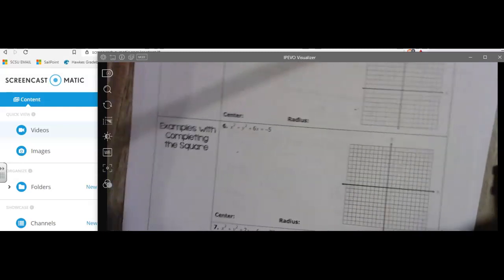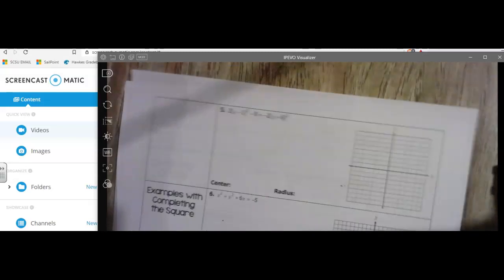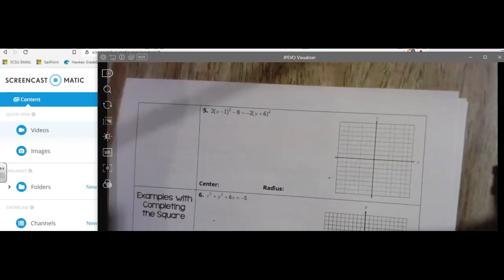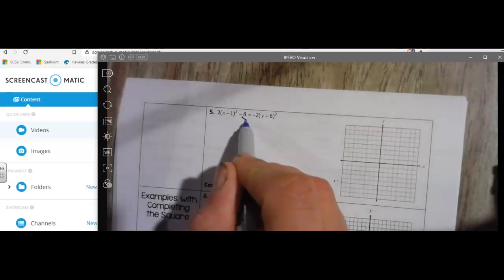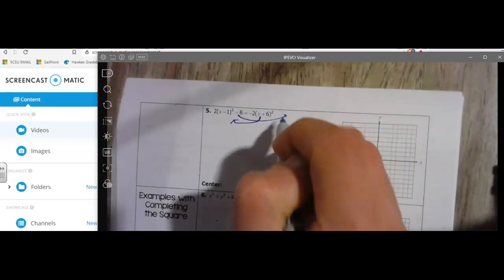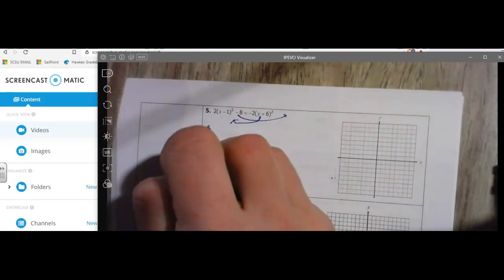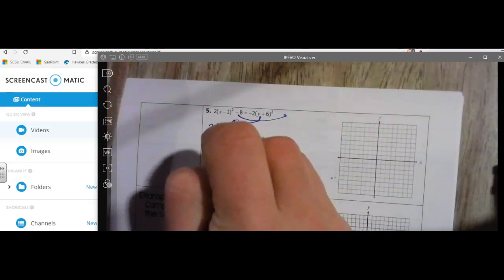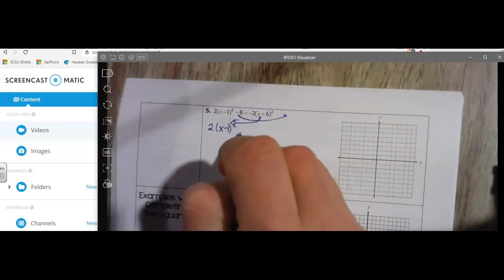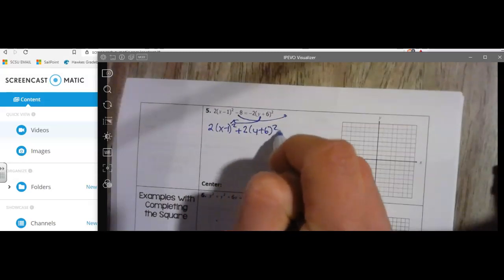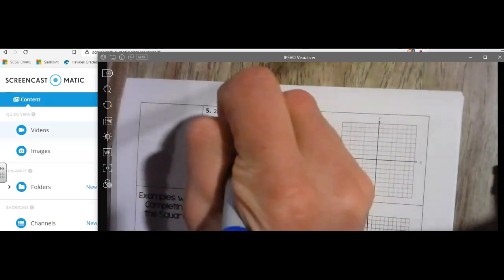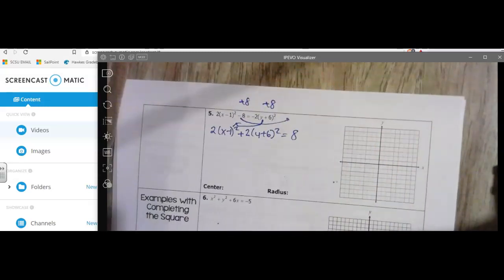Let's see what we have to do here. Well, let me bring that down for you. In this case, I've got to bring that 8 over, and I've got to bring this term over here. So that's the first thing I'm going to do. Now I'm going to write it as 2 times x minus 1 squared plus 2 times y plus 6 squared is equal to 8. So I added 8 to both sides right here, and then I brought this term over.